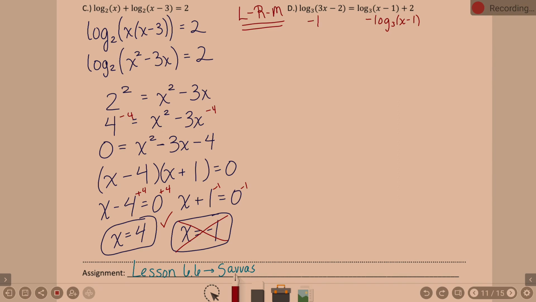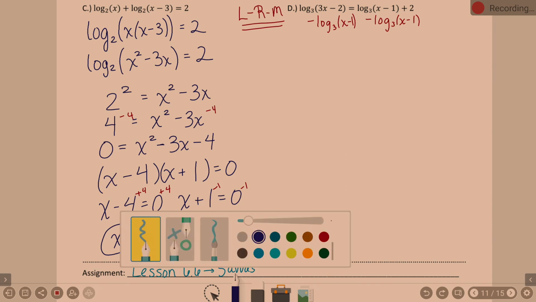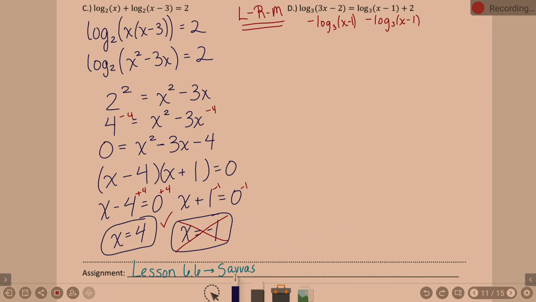What I do on the left, we're going to do on the right. So we're subtracting log base 3 of x minus 1 on both sides. So on the left, we already have log base 3 of 3x minus 2. And now minus, we're going to have log base 3 of x minus 1. Equals, on the right, these logs cancel and I'm left with 2.